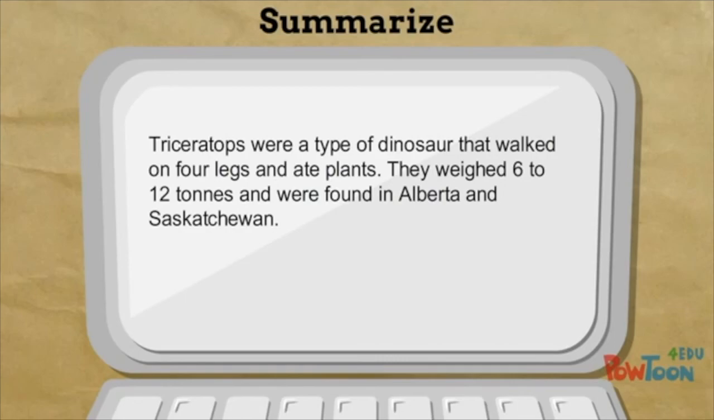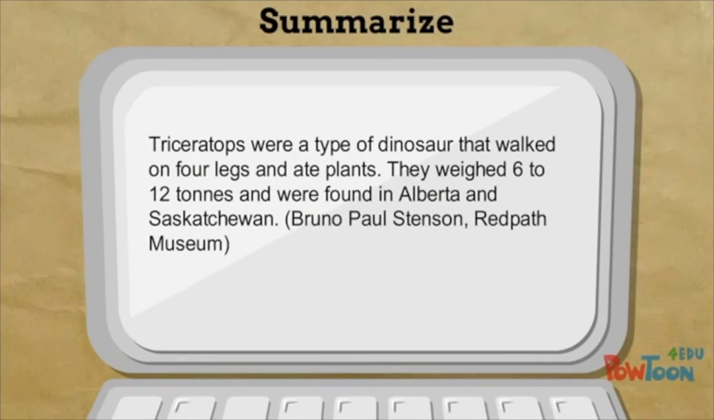We are still using someone else's ideas, so we still have to cite where we got the ideas from. So, we should add in parenthesis, Bruno Paul Stenson, Redpath Museum. Again, guess what? If we don't, we are plagiarizing.